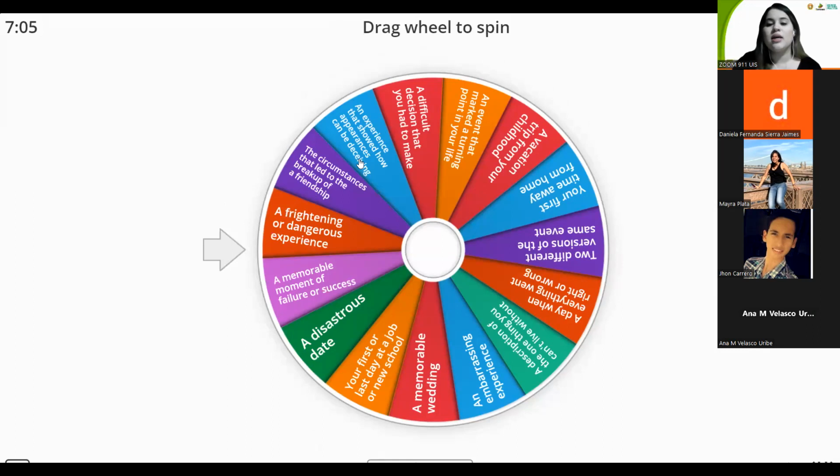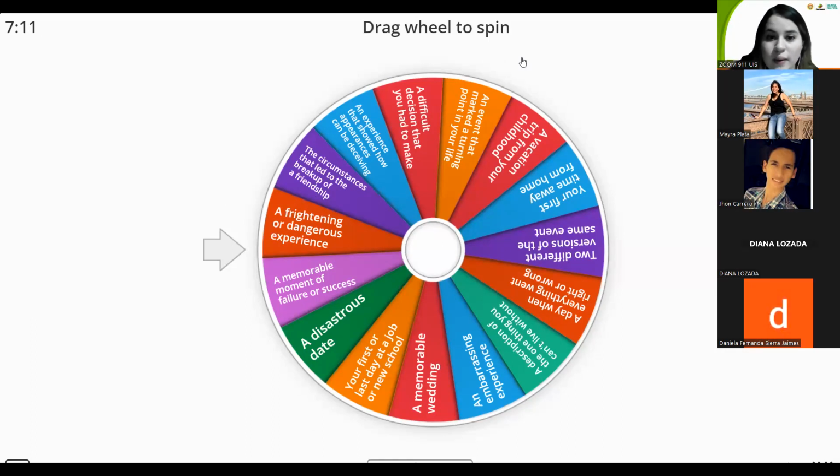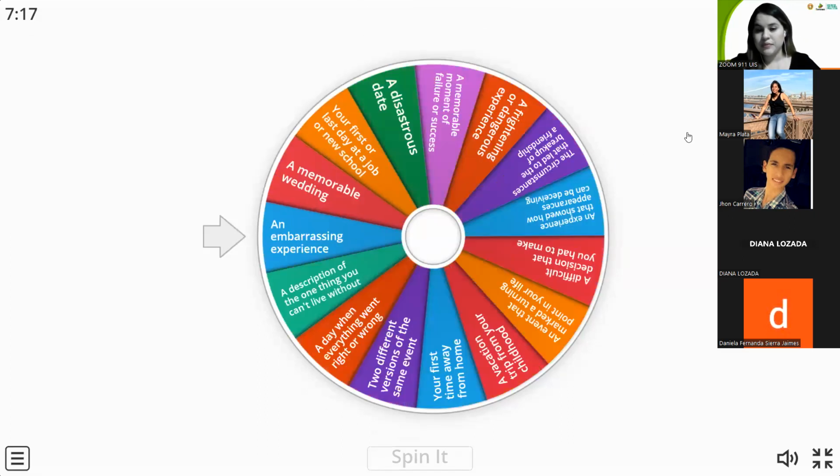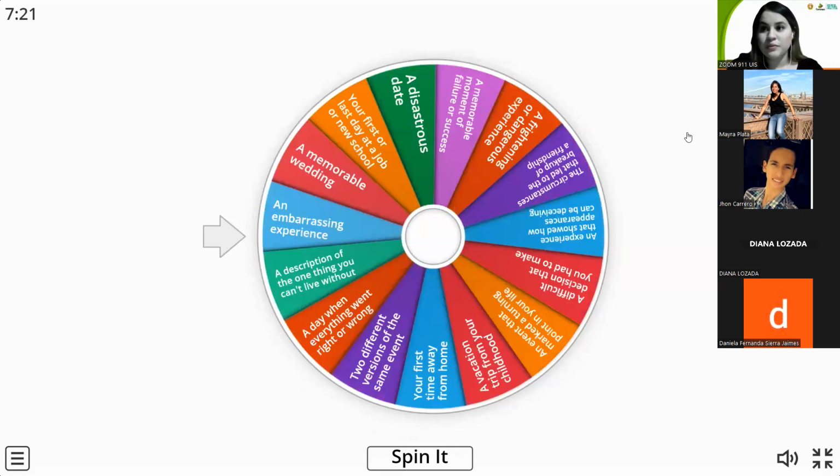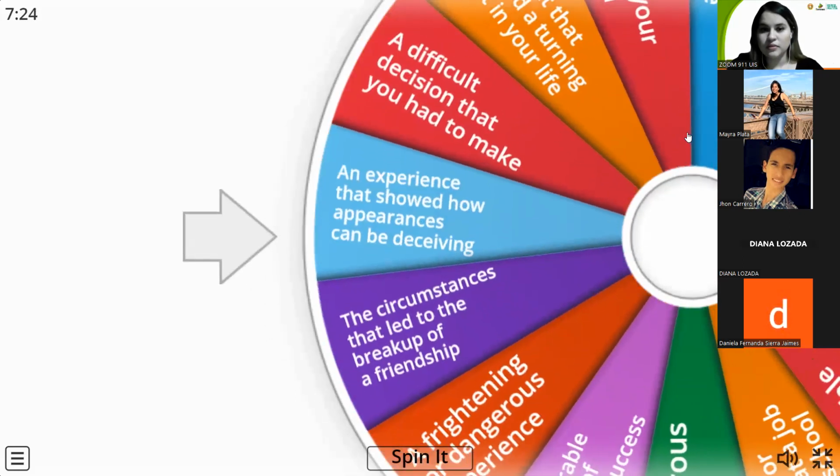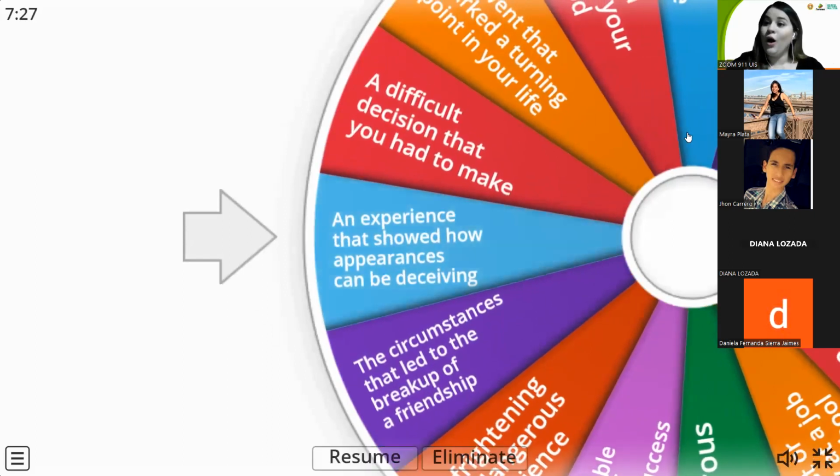Is there another person that wants to do the activity? Me, teacher. Okay, who, sorry? Diana. Okay, very good, Diana, awesome. Okay, this is interesting. An experience that showed how appearances can be deceiving. Deceiving means not what you thought. Like when we say las apariencias engañan.